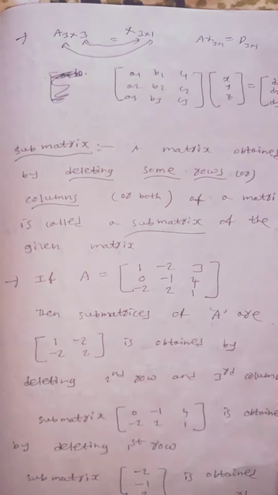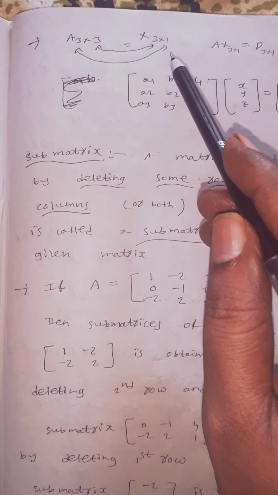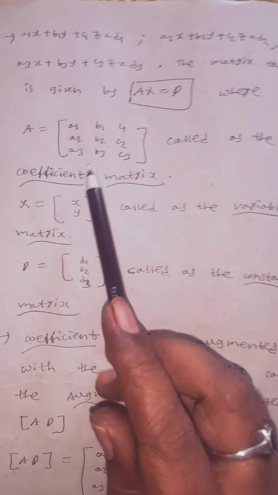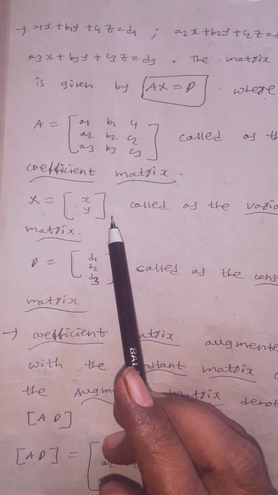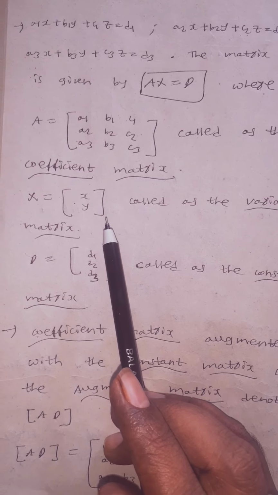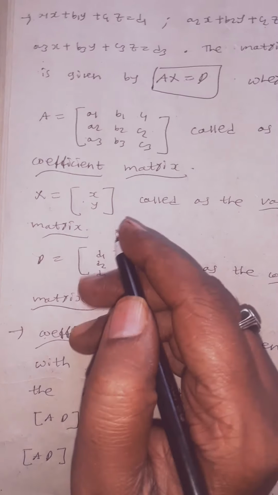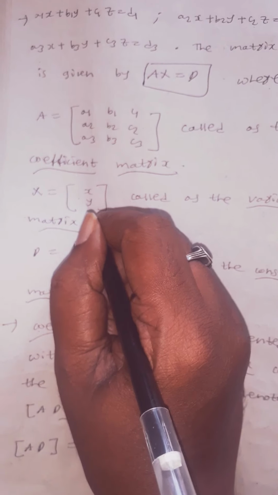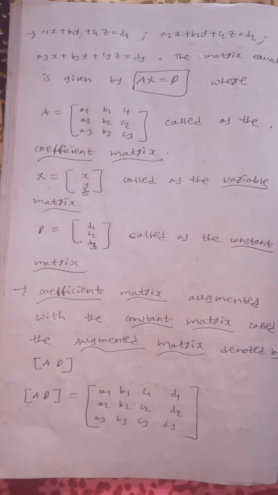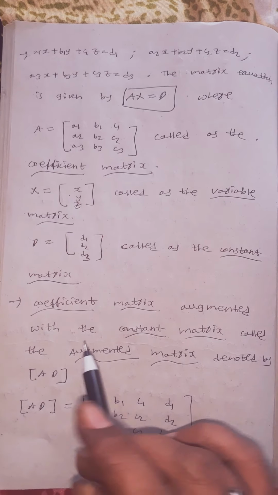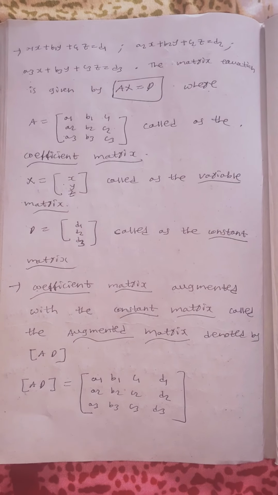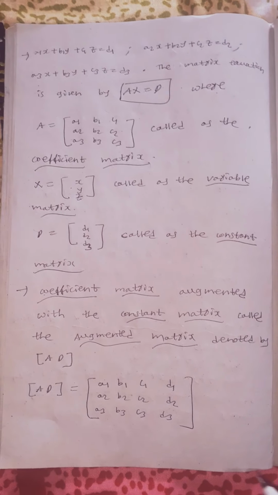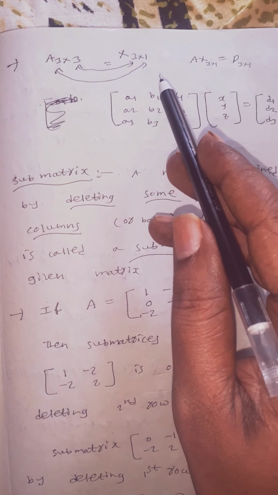If you take here A as a 3 by 3 square matrix, X is a 3 by 1 matrix. Why? Because we have taken like that, 3 by 3, and X is 3 by 1. Z is also there, so X equals x, y, z. Why? Because the variables we have are x, y, z, so 3 rows and 1 column. That's why A is a 3 by 3 square matrix and X is a 3 by 1 matrix.